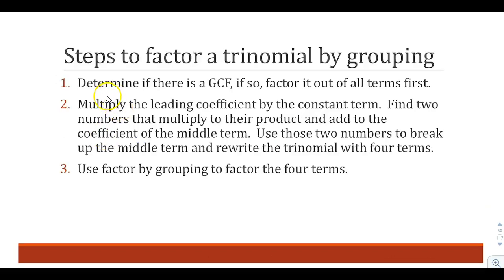So we did it a few times, but just to clarify, these were the steps to factor a trinomial by grouping. We determine if there's a GCF, and if so, factor it out of all the terms first. That's always step 1. We multiply the leading coefficient by the constant term, and we find two numbers that multiply to their product and add to the coefficient of the middle term. That's creating that table. And we use those two numbers to break up the middle term and rewrite the trinomial with 4 terms. And we use factor by grouping to factor the 4 terms.